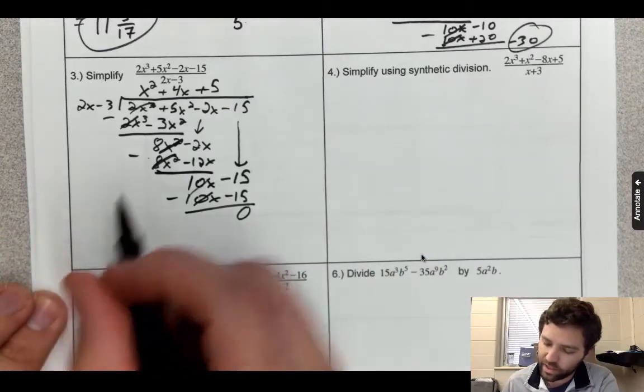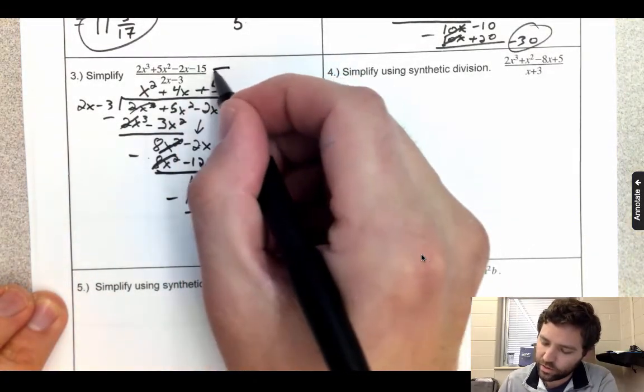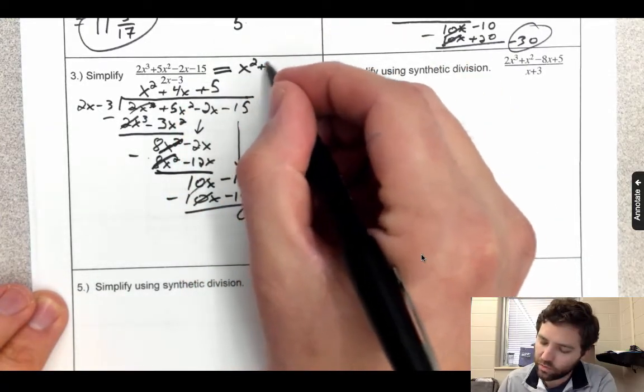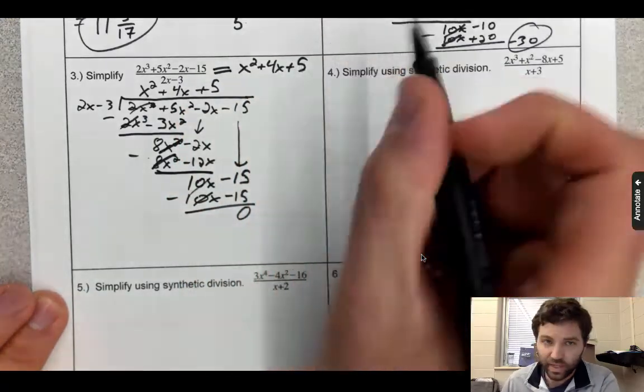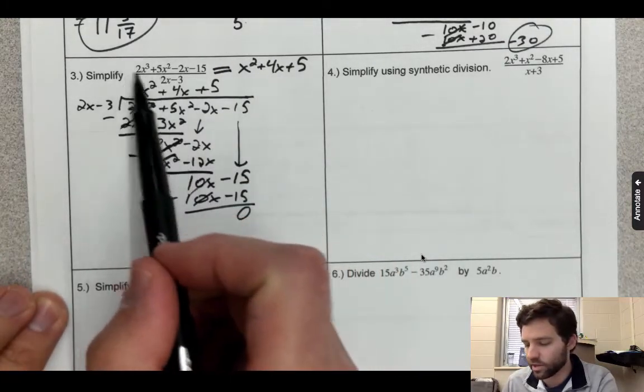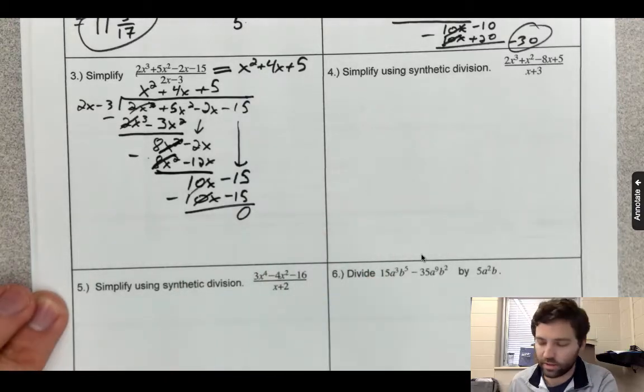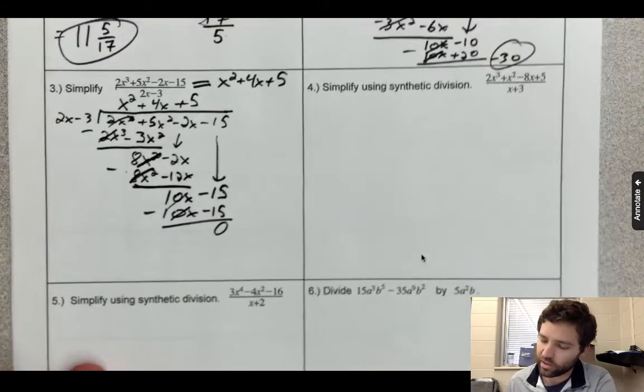So my final answer then for this expression, when I do the division, is x squared plus 4x plus 5. That is, if you graph this thing and you graph this thing, you will get the same graph. They are the same graph, okay?